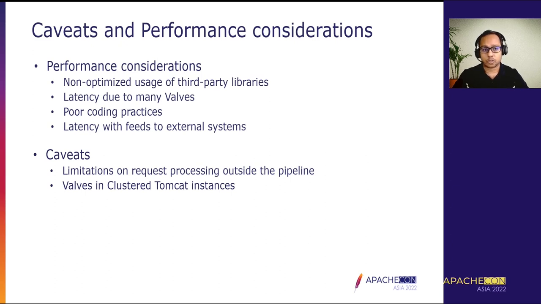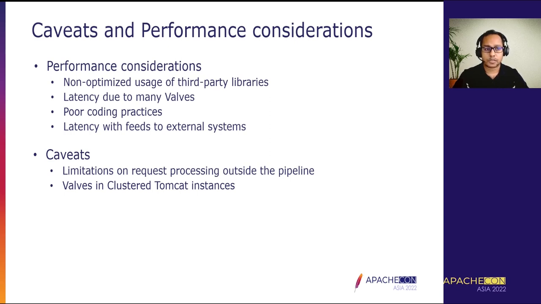Valves are a good mechanism in Tomcat, but too many valves can be overkill too, as they slow down Tomcat request processing. So use valves diligently. Poor coding practices are another issue. It can be anything from cluttered code to inefficient object handling, etc. Ensure that your code is reviewed and optimized for performance. Ensure to do performance testing before rolling out the valve in production or live systems. We have discussed a use case where a valve can push logs or live performance metrics to external systems as a feed. Ensure that the feeds are asynchronous. Pay attention to the latency that can be incurred while sending feeds to the external systems.